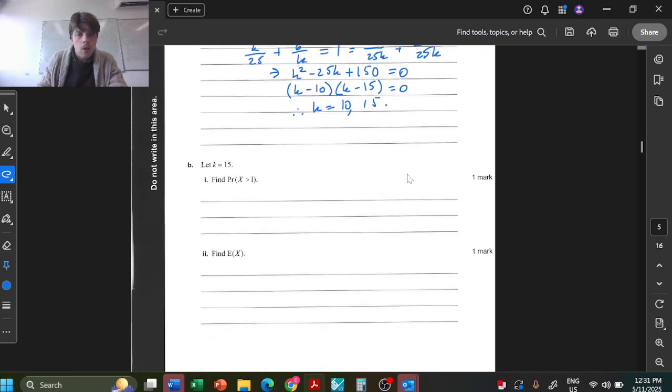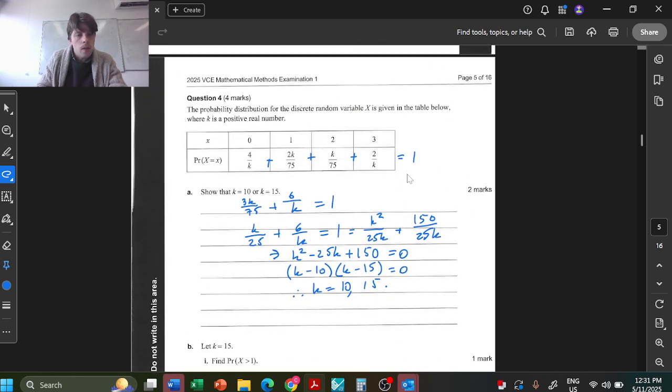Okay, moving on to the next question. We're now assuming that k is equal to 15. So what I would do here is just go ahead and sub that in before we do anything further. So that's 4 over 15. Then this is 2 times 15 over 75, so 30 over 75. 75 is divisible by 15, right? Yeah.